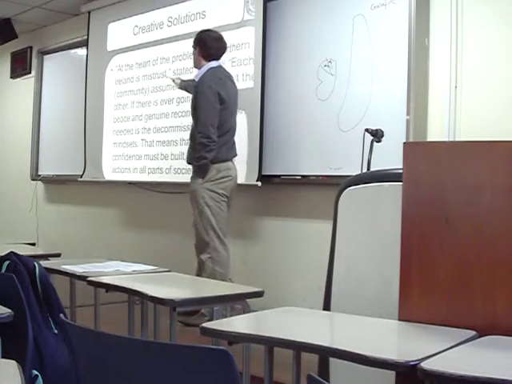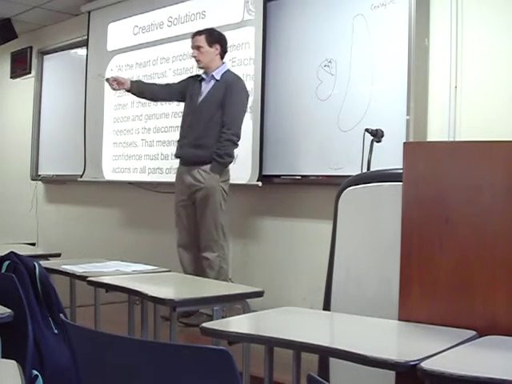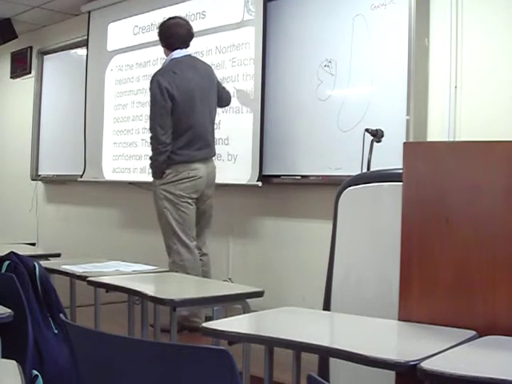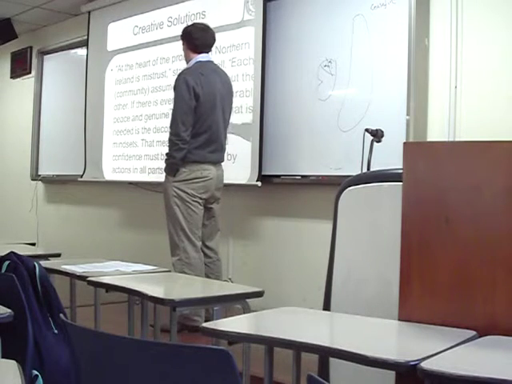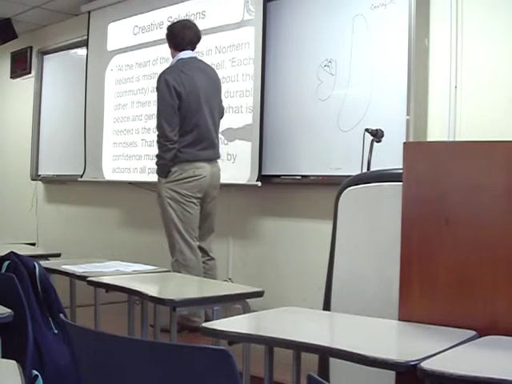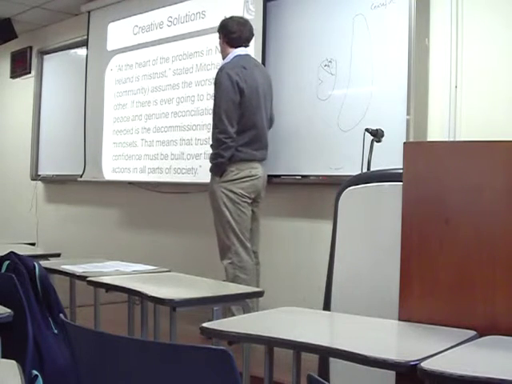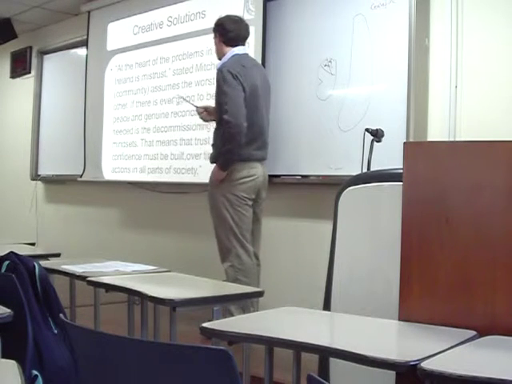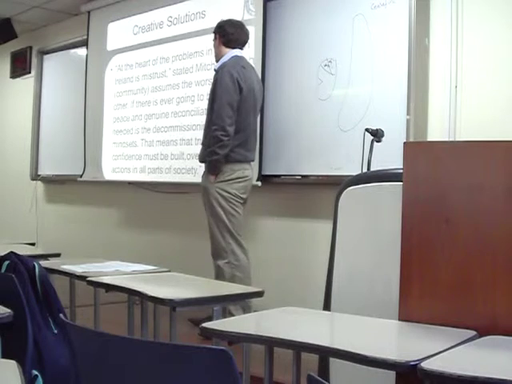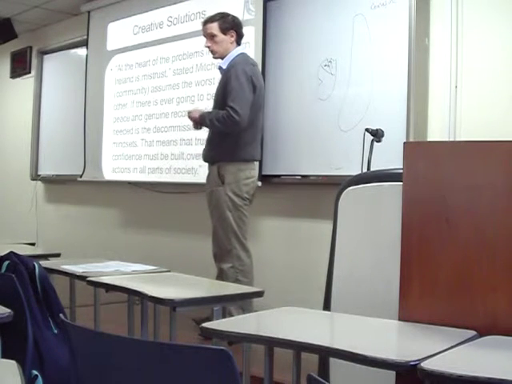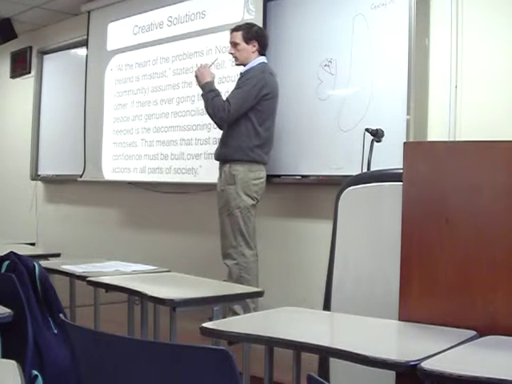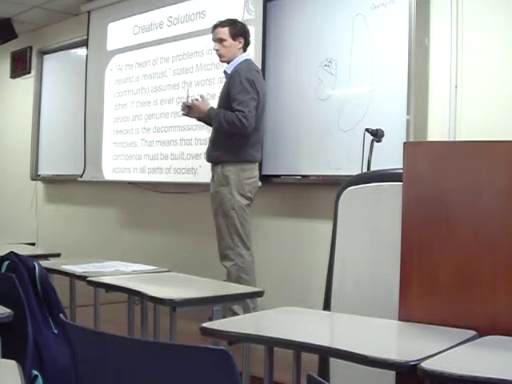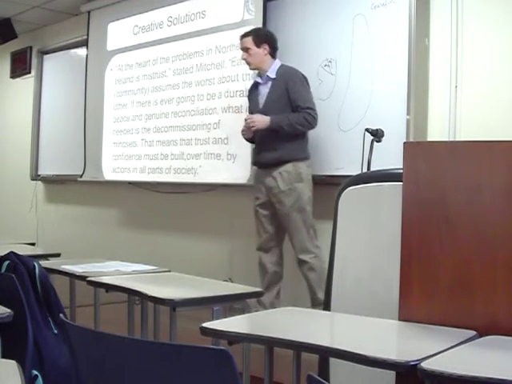He said, the problem in Northern Ireland is mistrust. You killed my brother, I killed your mother. Do we trust each other? No. No, right? So he said, the community thinks the worst about the other. If there is going to be a durable peace and real reconciliation, what we need is the decommissioning of minds. So people have to change their mindset. That means trust and confidence must be built over time in all parts of society. So another creative solution, okay? Not just looking at the point of decommissioning and negotiating, also thinking in the big picture. We need to help the communities to trust each other more, okay?